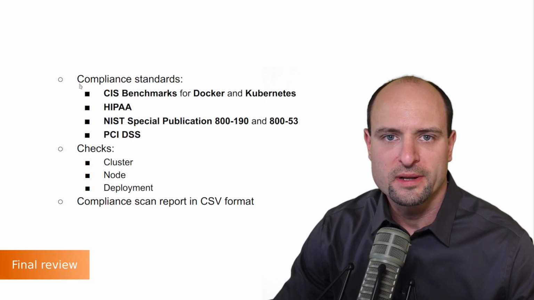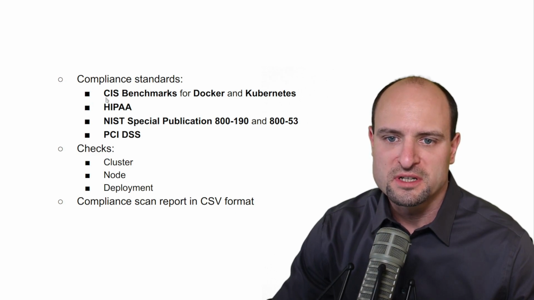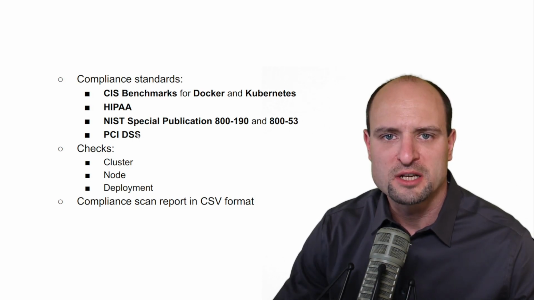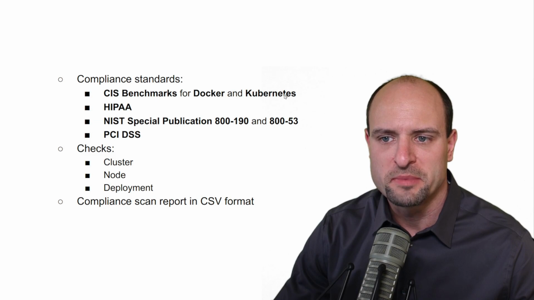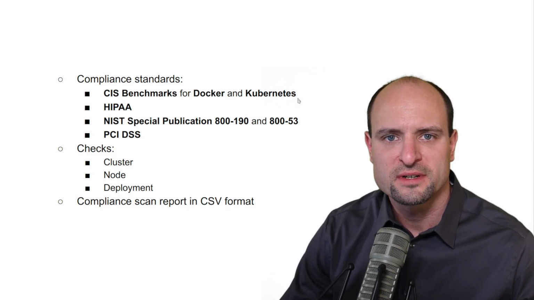Let's review what we covered in this video. The Red Hat ACS built-in compliance supports the following compliance standards. It supports the CIS benchmarks for Docker and CIS benchmarks for Kubernetes. It also supports HIPAA, NIST, and the PCI DSS compliance standards. The CIS benchmarks provided by the Red Hat ACS built-in compliance are not a good fit for scanning OpenShift clusters. Instead, for scanning OpenShift, you should use the CIS benchmarks for OpenShift provided by the compliance operator.